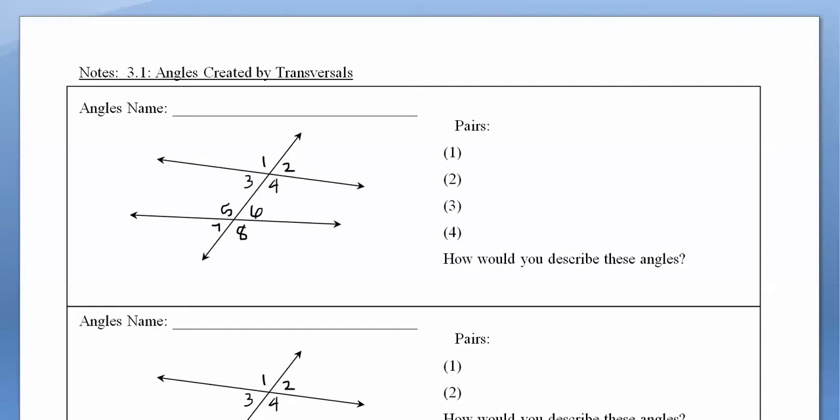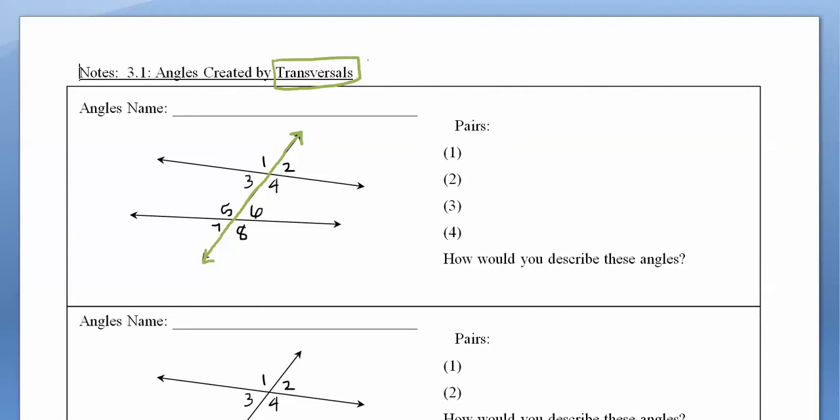Okay, you should have already printed out the paper that looks like this, and so we're going to go through it together. So this is a section for geometry for 3-1, and we're looking at angles created by transversals. Okay, so starting out here, let's talk about what a transversal is. This line right here that goes down the middle is a transversal.